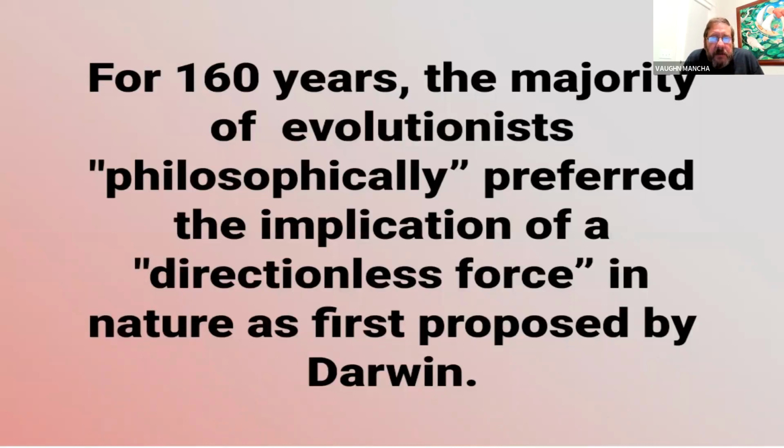For 160 years, the majority of evolutionists philosophically preferred the implication of a directionless force in nature, as first proposed by Darwin. Think about it. Philosophically, if it's just a directionless force, then we're just a meat sack and we don't have free will and there's no culpability. And how could there be a God that would make us culpable since we're just a directionless force in nature?